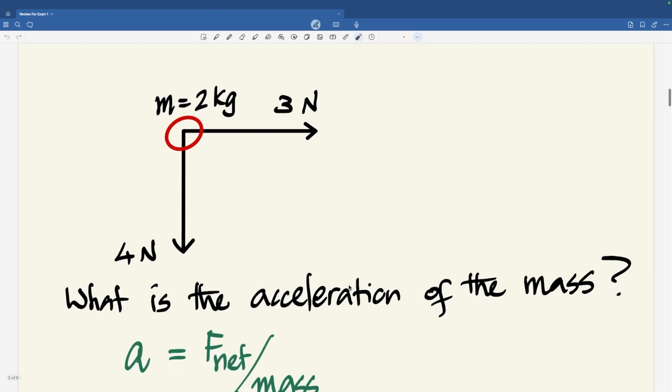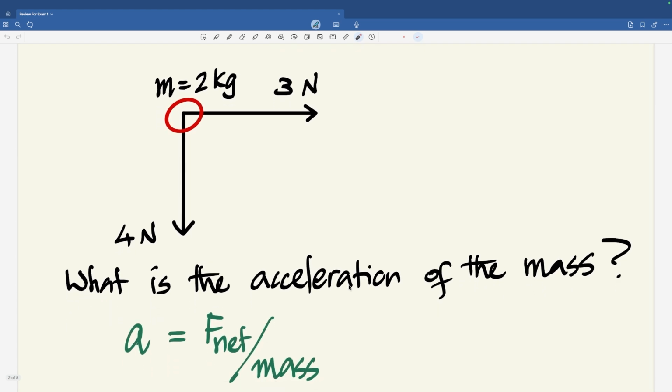Whenever you see forces, mass, and acceleration, you know we have to use Newton's second law, according to which acceleration is net force divided by mass. So when you say net force, in this case, you can't add them, you can't subtract, because they are at right angles. You have to find the vector sum. Net means vector sum. So for that, we have to use the Pythagorean theorem.